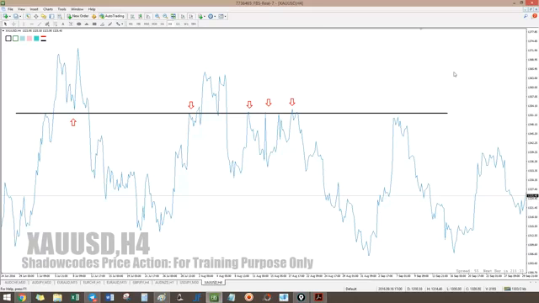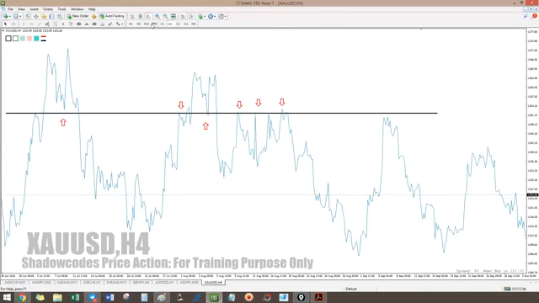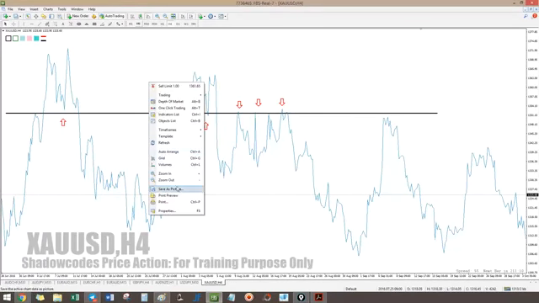After it's broken, we will look for another resistance, as long as it does not break. If it gets broken up, so we find something like this, all right. Over here, I think that's it. So first you screenshot this, save as picture.